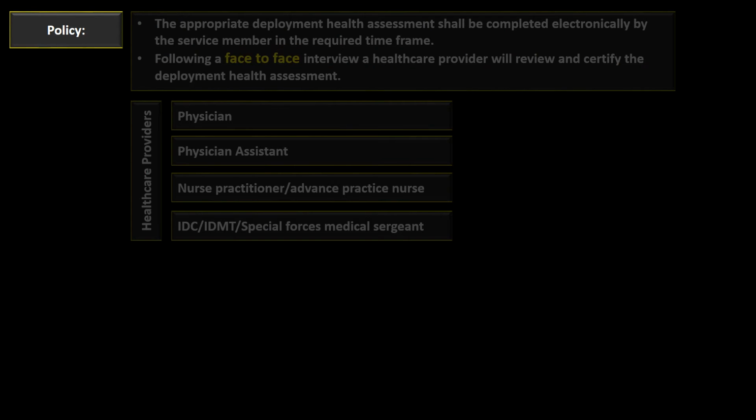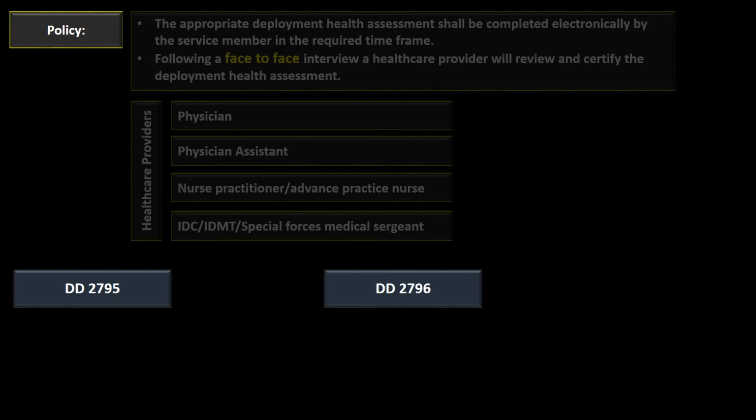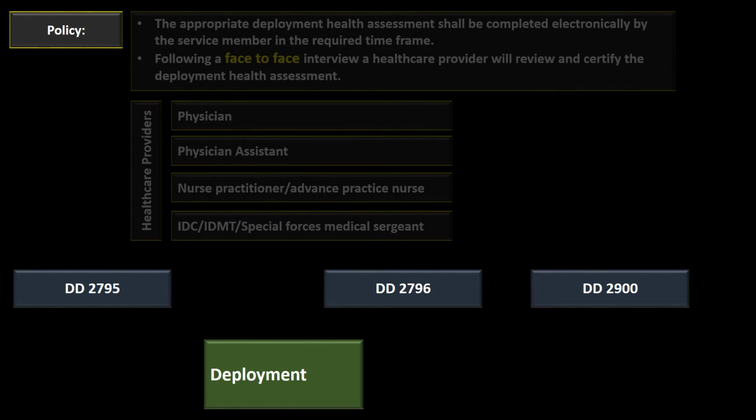We're going to move on to the actual pre-deployment, post-deployment, and post-deployment reassessments. We're going to utilize the DD 2795 as our pre-deployment health assessment, our DD 2796, that is our post-deployment health assessment, and our DD 2900, that is our post-deployment health reassessment. For our time frames, we've got to know when the deployment was, okay? So our time frames are going to be based off of the deployment.